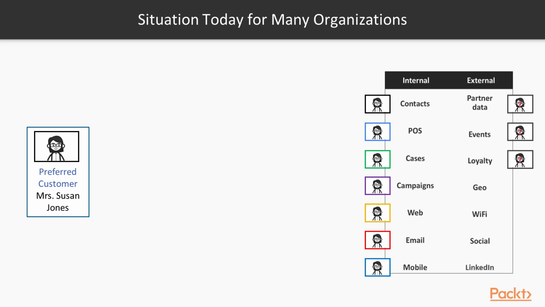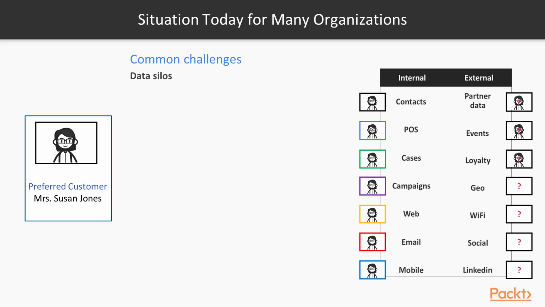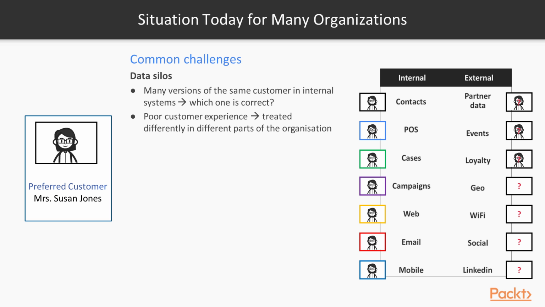When we look at our external systems, we might have an idea about who our customers are, but we're not 100% sure. And then we might have new and evolving systems where we're tracking information about our customers, but we don't actually know whether or not it is in fact our customer. So at the end of the day, a common challenge that many organizations have is they have data silos. So many versions of the same internal record, not knowing which one is correct. And this can translate to a poor customer experience where customers are treated differently in different parts of the organization.